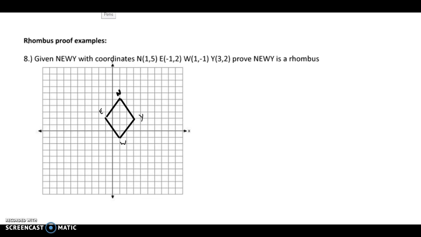rhombus. And so what we need to do is prove that it is a parallelogram, meaning opposite sides are parallel. And then we want to prove that consecutive sides are congruent. So I'm first going to do the parallelogram part. And to prove that it's a parallelogram, I'm going to show both pairs of opposite sides are parallel. So I'm going to have to find the slope of EN.